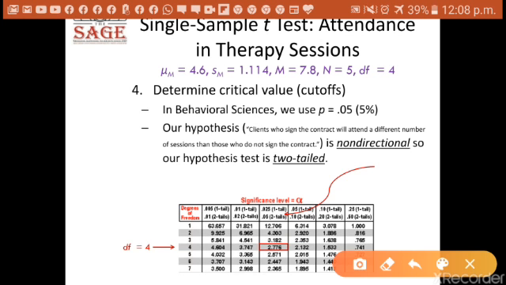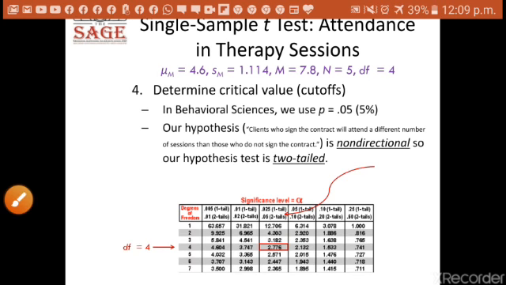we have found out that this is our mu, which was already given to you. Mu is the population mean. This is our sample mean, that is 1.114, and this is our mean, 7. Sorry, this is your standard error. SM is your standard error, and M equals 7.8, n is equal to 5, and degrees of freedom is 4, that is n minus 1. So that is going to be your degrees of freedom.